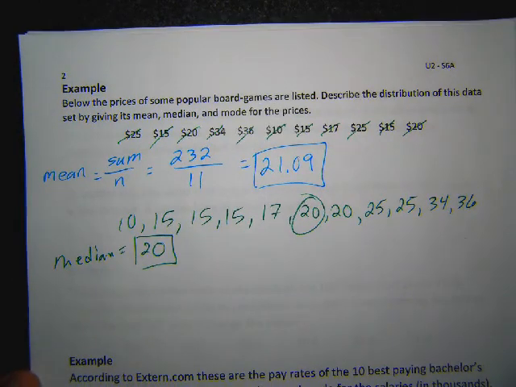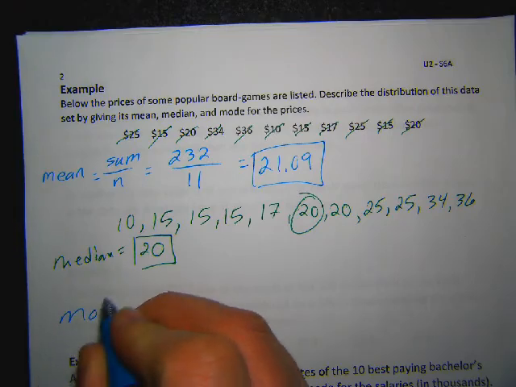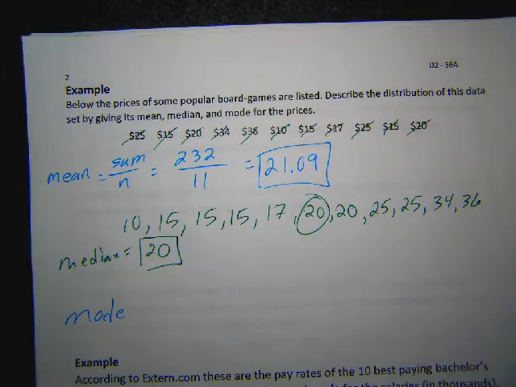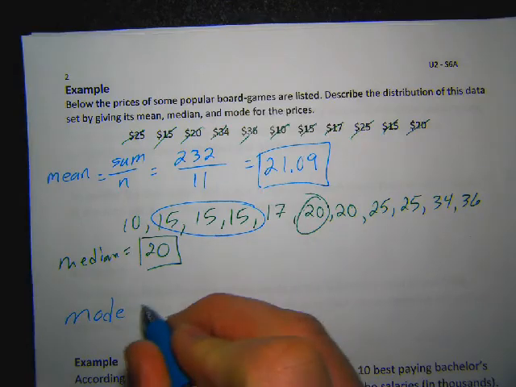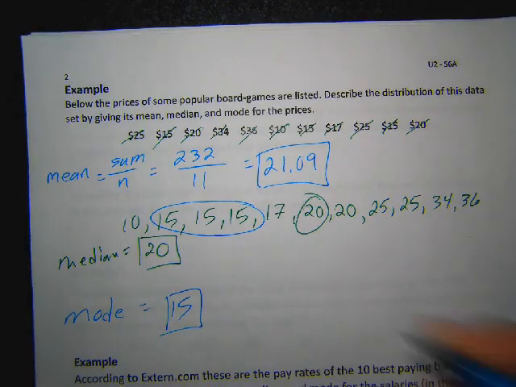And then mode. Mode is just the most common. So just look for what shows up multiple times. And here, now that they're ordered, it's really easy to see that there are three 15s. So 15 is the mode. We can see that's the most common.